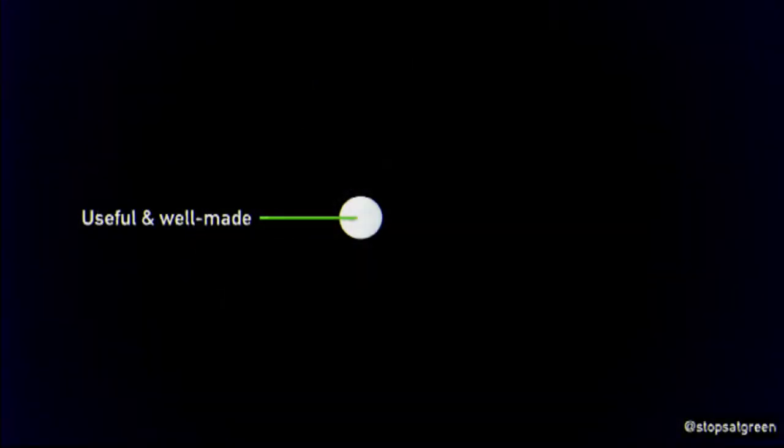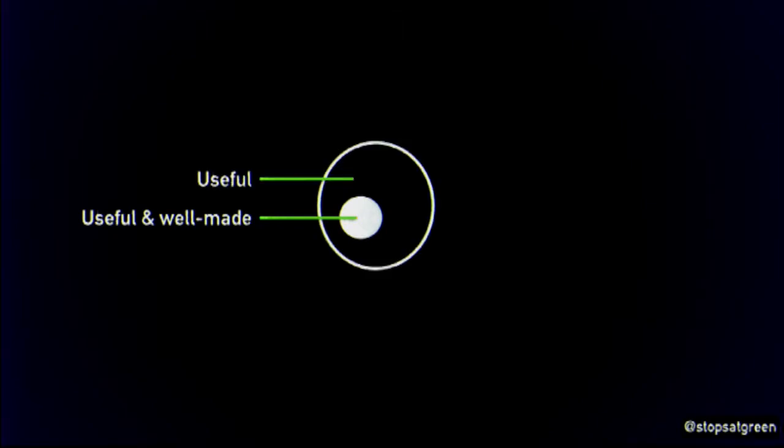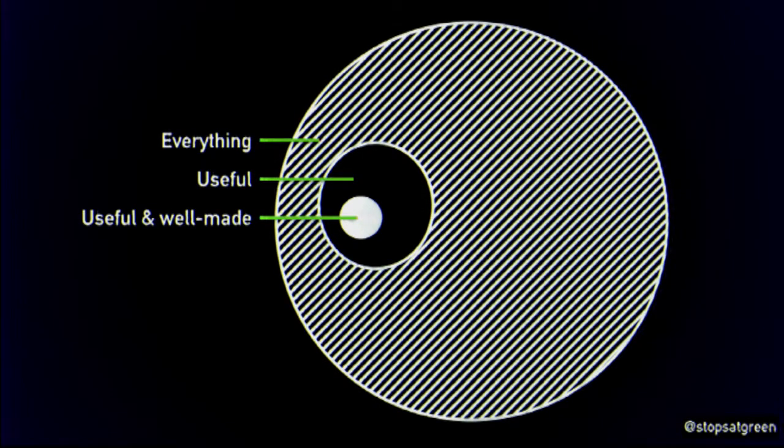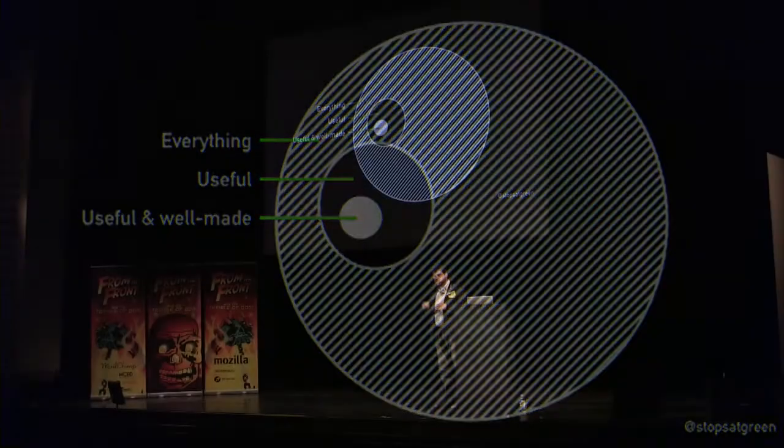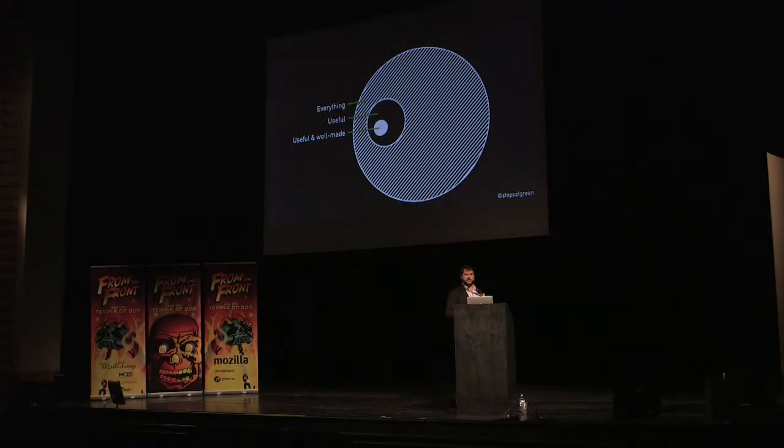Now, that simplicity is kind of a blessing and a curse, because I think what we'll end up with, when we give people the power to make stuff, is a small amount of stuff that's useful and well-made, a slightly larger amount of stuff that's useful, and then everything else. This is basically Sturgeon's law. In case you haven't heard of it, Sturgeon's law says 90% of everything is crap.